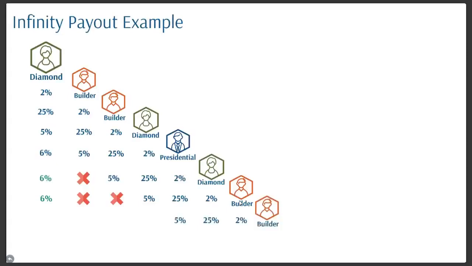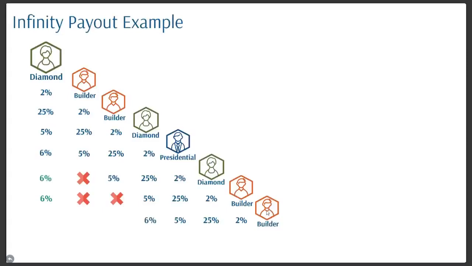I want to talk a little bit about a couple other nuances even to the infinity payout, and I'm going to give you a visual example of that. So here I'm kind of building it out a little bit quicker. So what percentage would a diamond get paid on a builder over here that's on their fourth level? If you said 6%, congratulations, you're right.